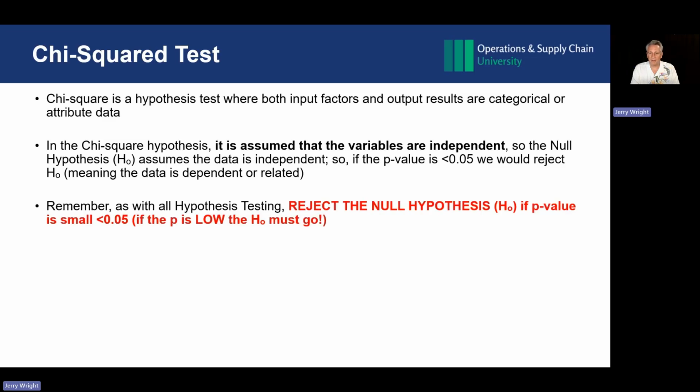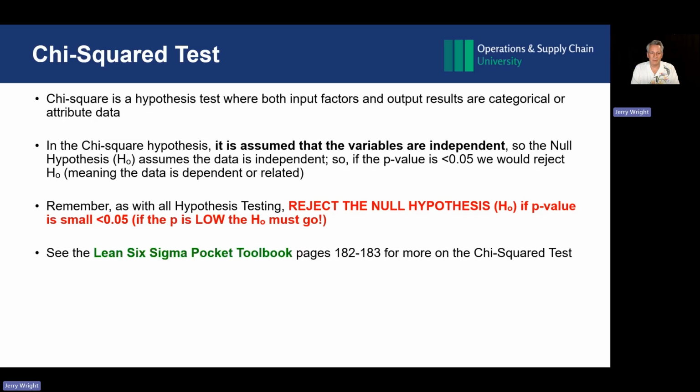Now, remember, with all hypothesis testing, when we reject the null hypothesis, H0, if the p-value is small, so if the p is low, the H0 must go. Just remember that to keep it simple. Now, the Lean Six Sigma Pocket Toolbook, pages 182 to 183, can give you more on the chi-square test.